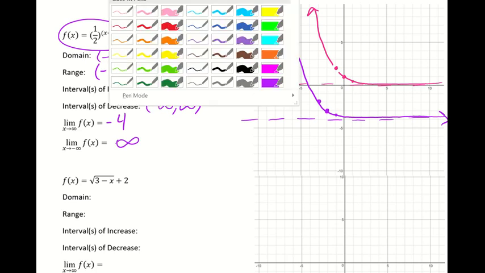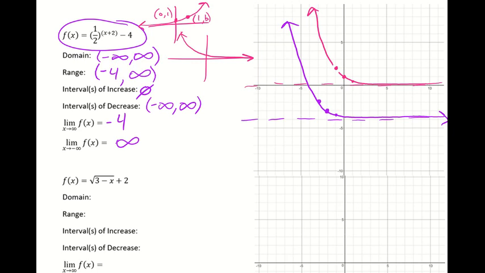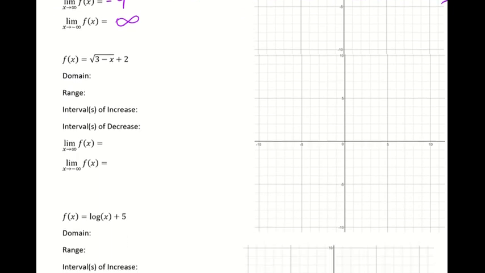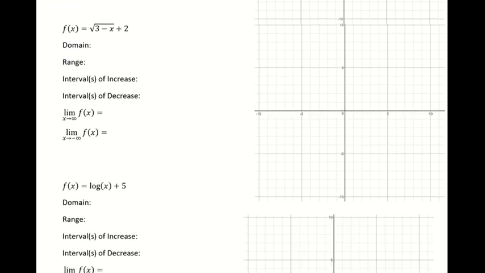Okay, so then we have this, which is probably the toughest one on the review. We've got the square root of 3 minus x, plus 2, and some of you might want to rewrite it like this. Whichever way you'd like to look at it is fine.